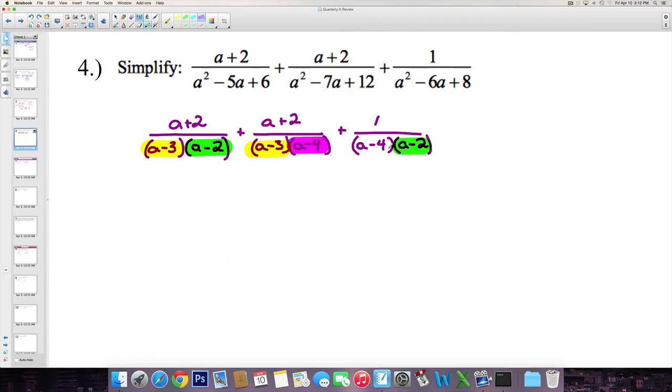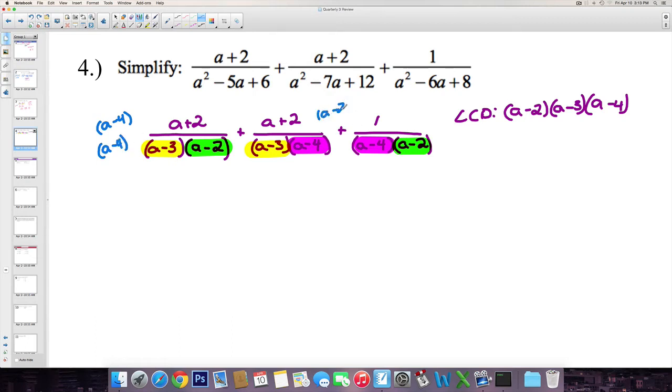And we also need an a minus 4. So we need all 3 of those pieces. So that means that our LCD is going to be a minus 2, a minus 3, and a minus 4. So for this first one here, we are missing an a minus 4. So multiply numerator and denominator by a minus 4. And again, that's okay because we're really just multiplying by 1.